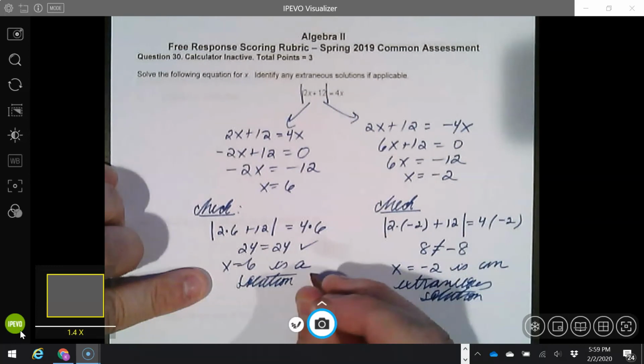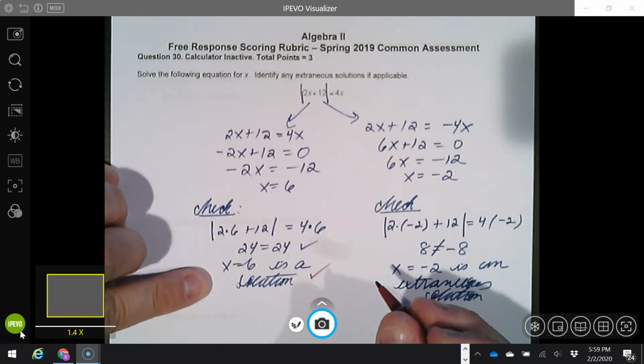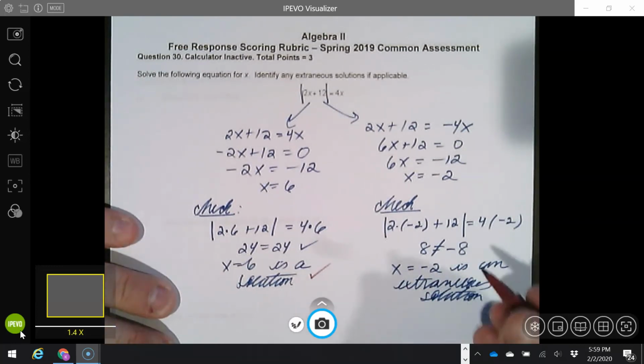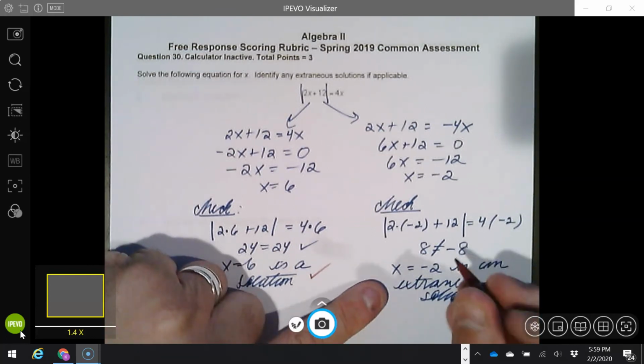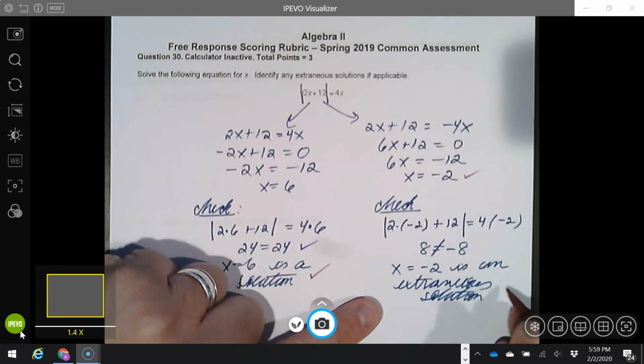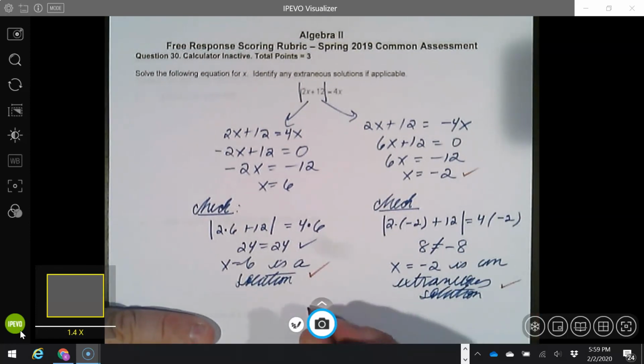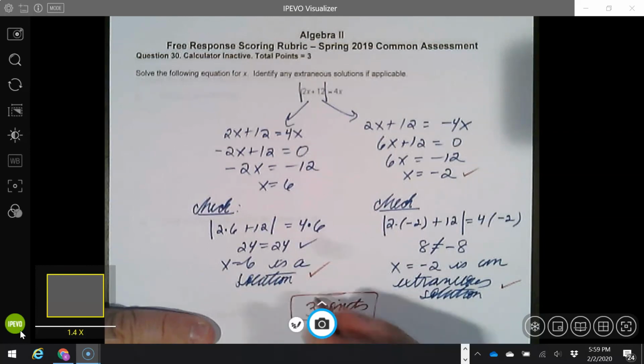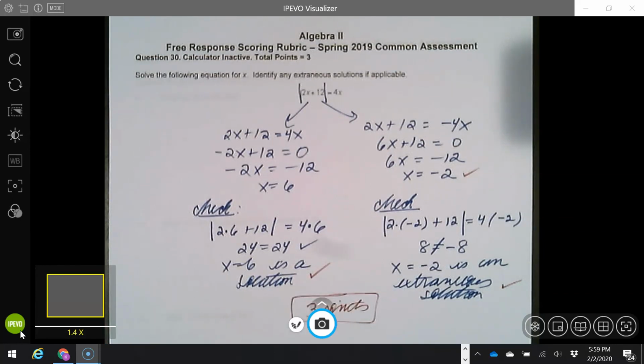How we awarded points. Coming up with x equals 6 got you 1 point. If you solved it and got x equals negative 2, that actually earned you a second point, but the third point came from showing that x equals negative 2 is extraneous, and that is a grand total of 3 points. Not too bad. Hopefully you earned all 3 points. This I would say is a pretty standard kind of question I'd expect everybody to do really well with.